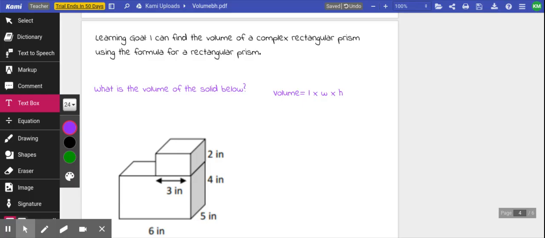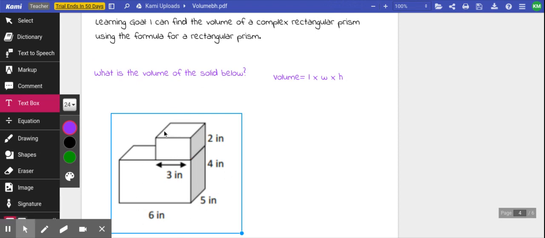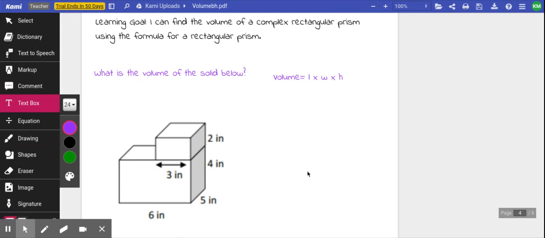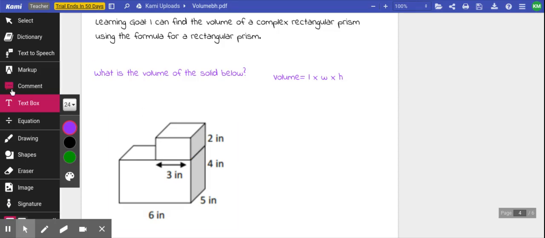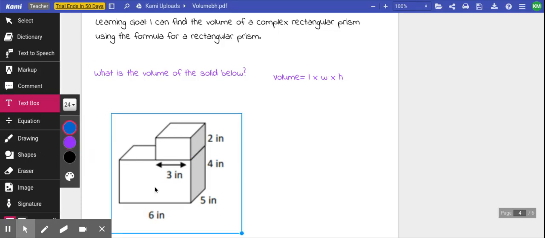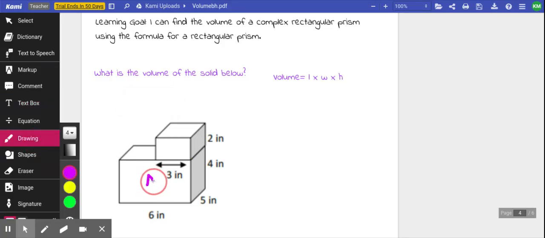Now, as you can see in front of you, the problem says, what is the volume of the solid below? So this is the solid we're going to be focused on. Now, if you notice, there are two rectangular prisms that are put together to form this one shape. So what I'm going to do is I'm going to break apart this rectangular prism into two shapes. So I'm going to use one color. I'll use blue. So if you notice here, this will be one shape, and I'm going to call that shape A. And this will be the second figure, and I'm going to call this one shape B.